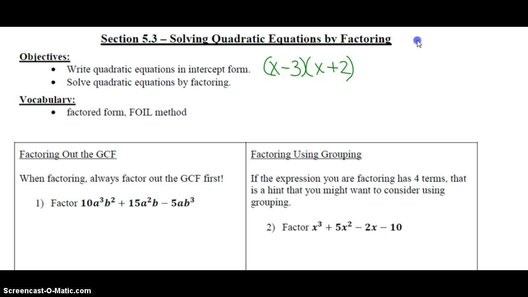So you can see here we've got factored form, that's also intercept form. And the FOIL method in our vocabulary is related to the factored form because when we FOIL, we multiply, remember, first with first, then outside, inside, and last. So factoring takes them apart into factors and FOILing puts them back together in this form.